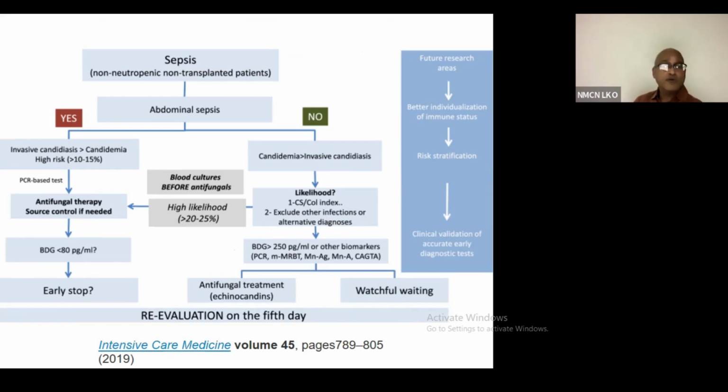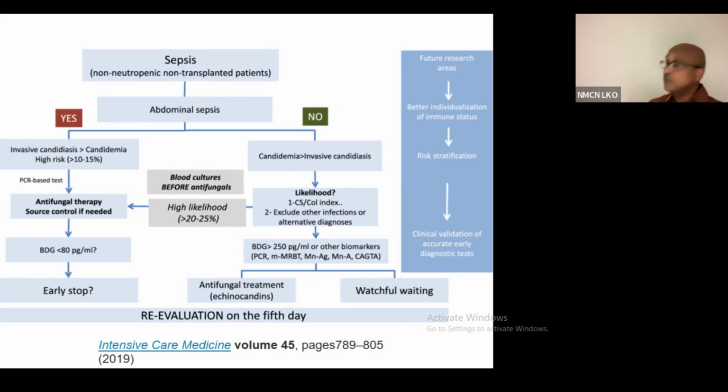Okay, so here we have a case of abdominal sepsis. What the literature is now suggesting, in a 2019 Intensive Care Medicine publication, is that if you have a patient of abdominal sepsis who is non-neutropenic and a non-transplant patient, you consider invasive candidiasis versus candidemia. Invasive means more deep-seated. Is the risk of having invasive candidiasis more than having Candida in the blood? Then you categorize these patients as high risk, and the chance that these patients have intra-abdominal Candida is very high in this group of patients.